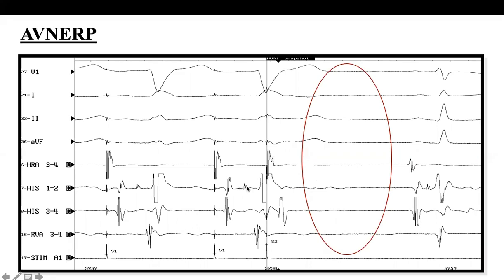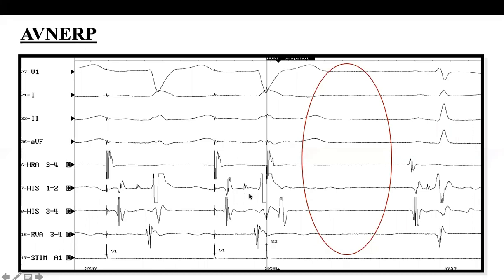Because you could see the His. You could see A, H, V. Here there is A, but there is no His and no V. Very important. You can say this is normal. Effective refractory. Yes, this is normal behavior, and this is the AV node ERP.